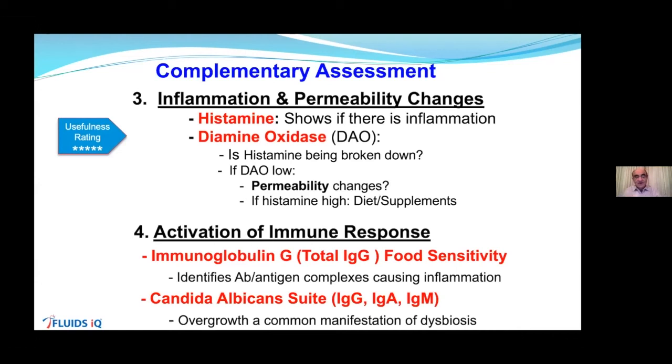Activation of the immune response, as I mentioned, food sensitivity, we test for total IgG, and it is identifying, if you remember, the complex of the antigen and antibody. That's what you're looking for. And as well, the Candida, as I mentioned, the 3 immunoglobulins to that.